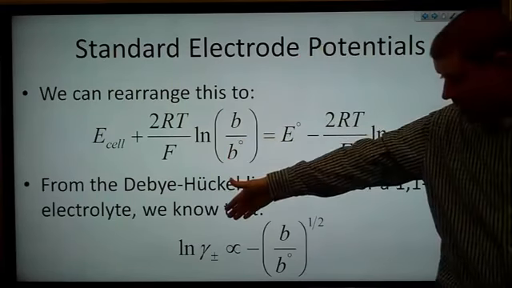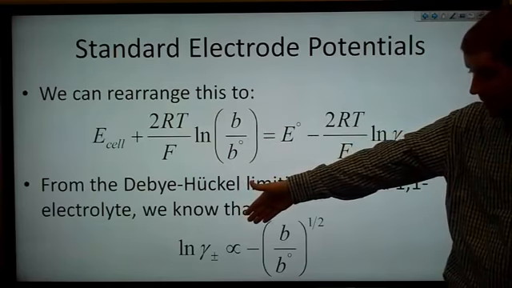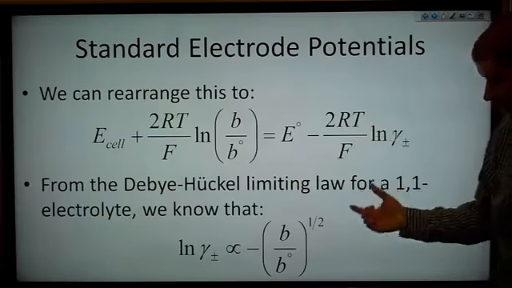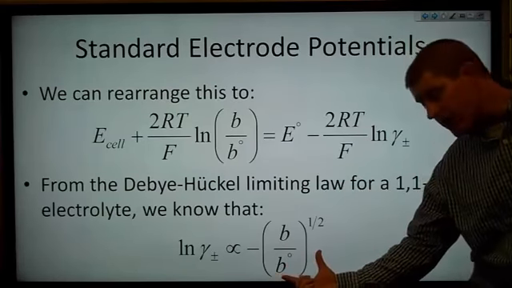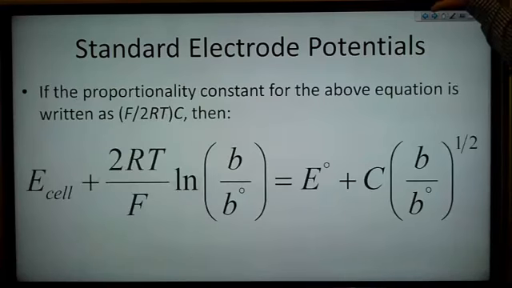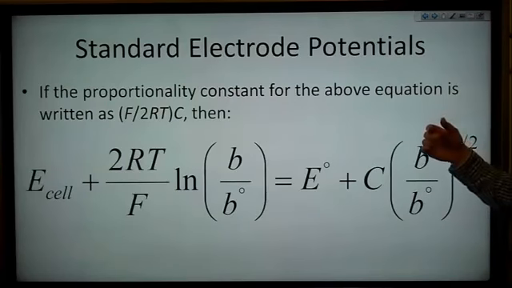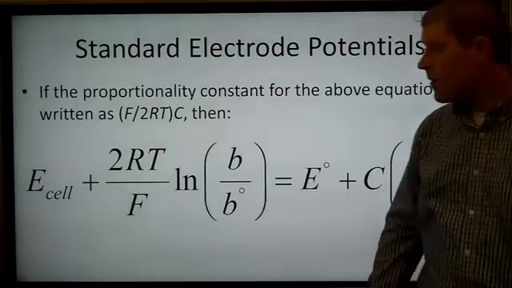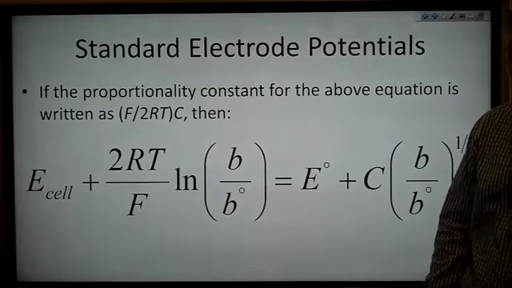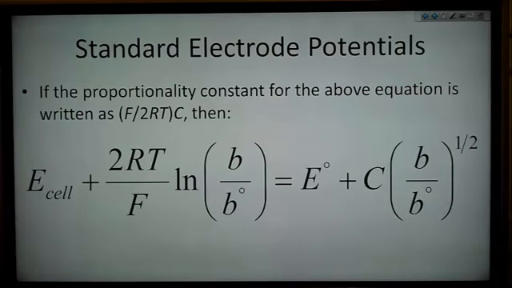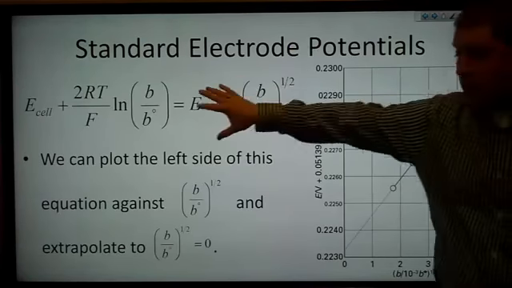So we know that the natural log of our activity coefficient is proportional to the opposite of the square root of our molality term there. And now, if our proportionality constant for that equation is written like this, so Faraday's constant over 2 times R times the temperature times C, that means that now we can write this term. And so now I've just put that up here again.